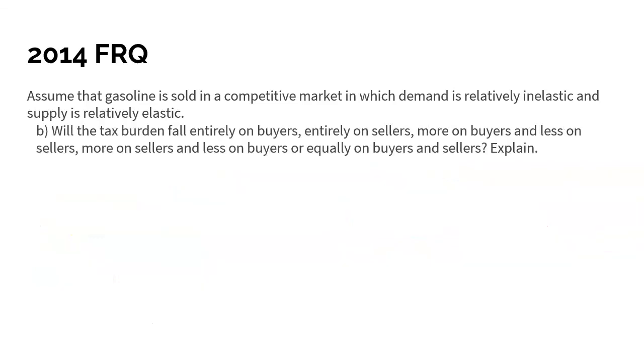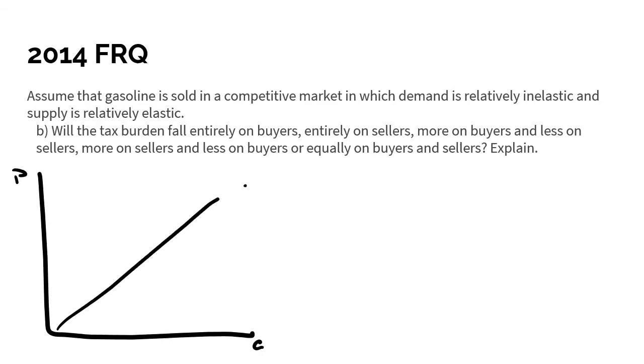And so our last thing is, will the tax burden fall entirely on buyers, entirely on sellers, more on buyers and less on sellers, more on sellers and less on buyers, or equally on buyers and sellers, and explain? Well, let's just draw this out real quick again. So we had our supply curve, we had our demand curve. This is our equilibrium price and equilibrium quantity.